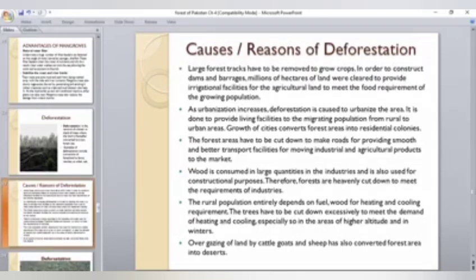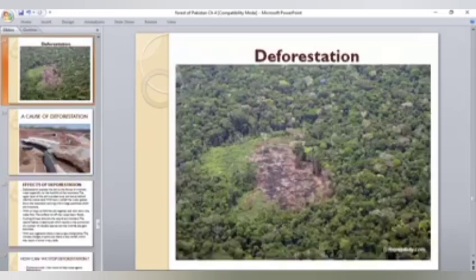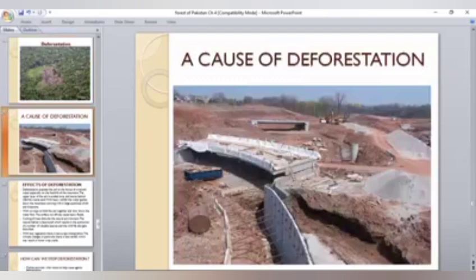Another cause of deforestation is overgrazing of land by cattle, goats, and sheep. This is the deforested area, the picture of a deforested area. Clear down the place. This is also one of the causes, construction of dams and barrages.